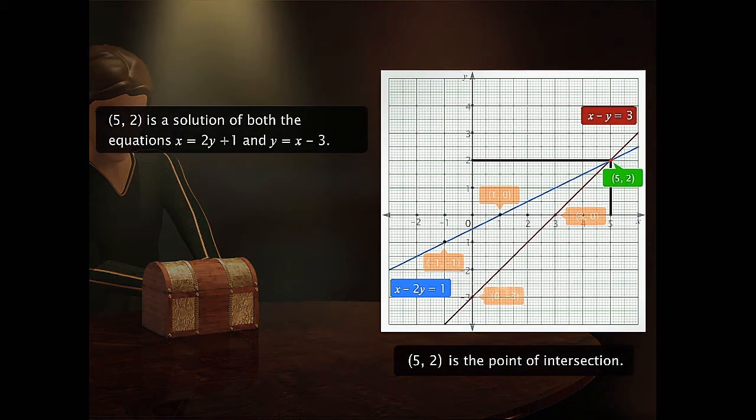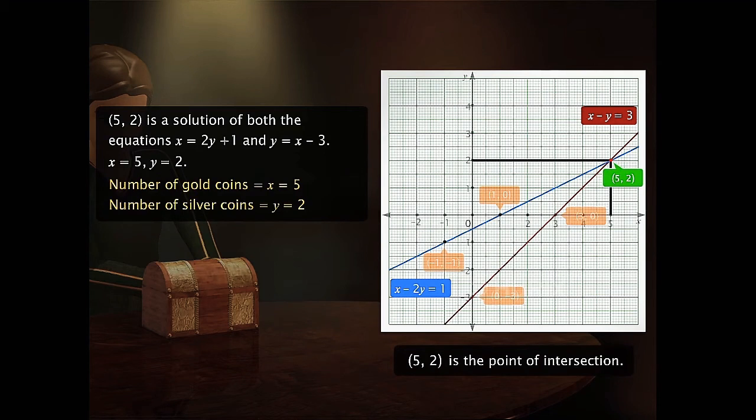The point (5, 2) lies on both the lines given by x equals 2y plus 1 and y equals x minus 3. Hence, (5, 2) is a solution for both the equations. Since (5, 2) is the only common point that lies on both the linear equations, there is one and only one solution for the given pair of linear equations, that is, x equals 5 and y equals 2.